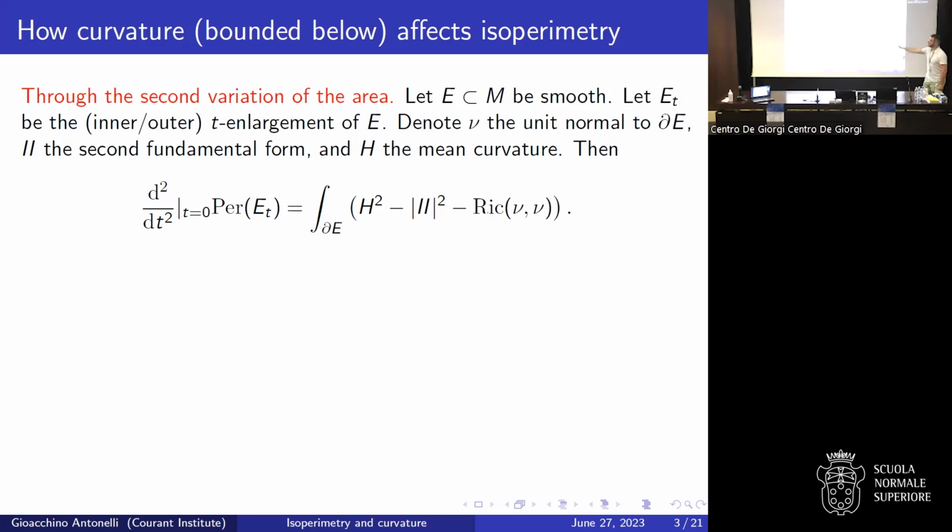If you compute the second derivative of the perimeter of the enlargements, you get the integral of the mean curvature squared minus the second fundamental form squared minus Ricci.